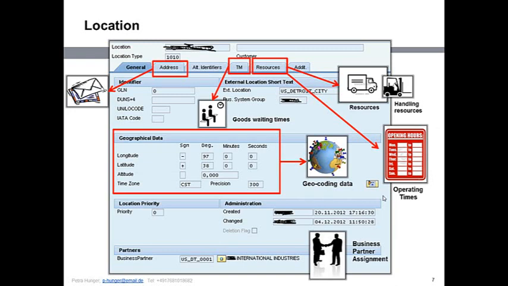As you can see on the screenshot, a location can have a location type. It can have geocoding data, so here you can say what the longitude and the latitude are. It can have goods waiting time, which is on the TM screen. It can have an address, of course. It can have resources assigned to it, if certain trucks always start at a certain location. It can also have handling resources like a forklift. It can have operating times like opening hours, when you can actually go there or when you can start from there, which is important for the optimizer, of course. And you can assign a business partner.